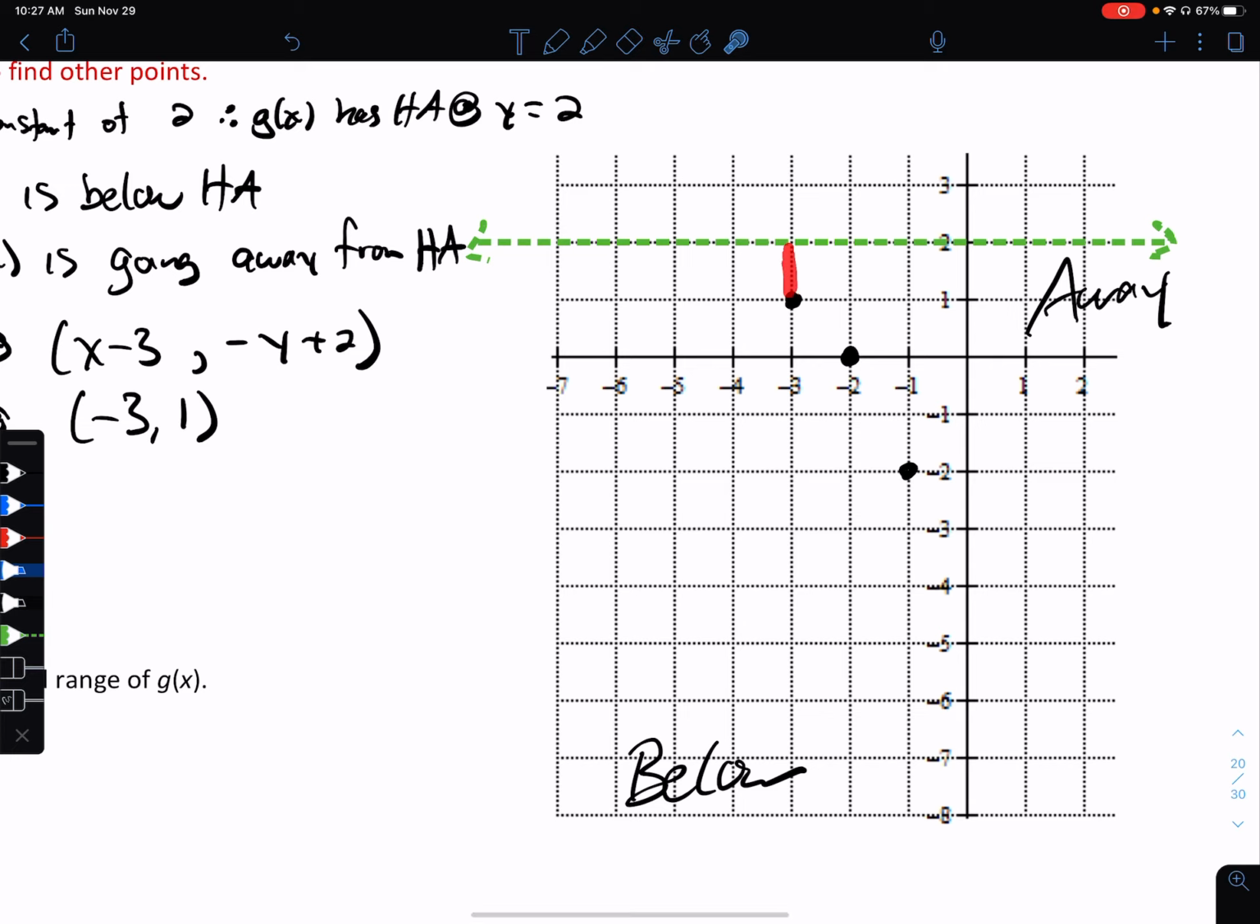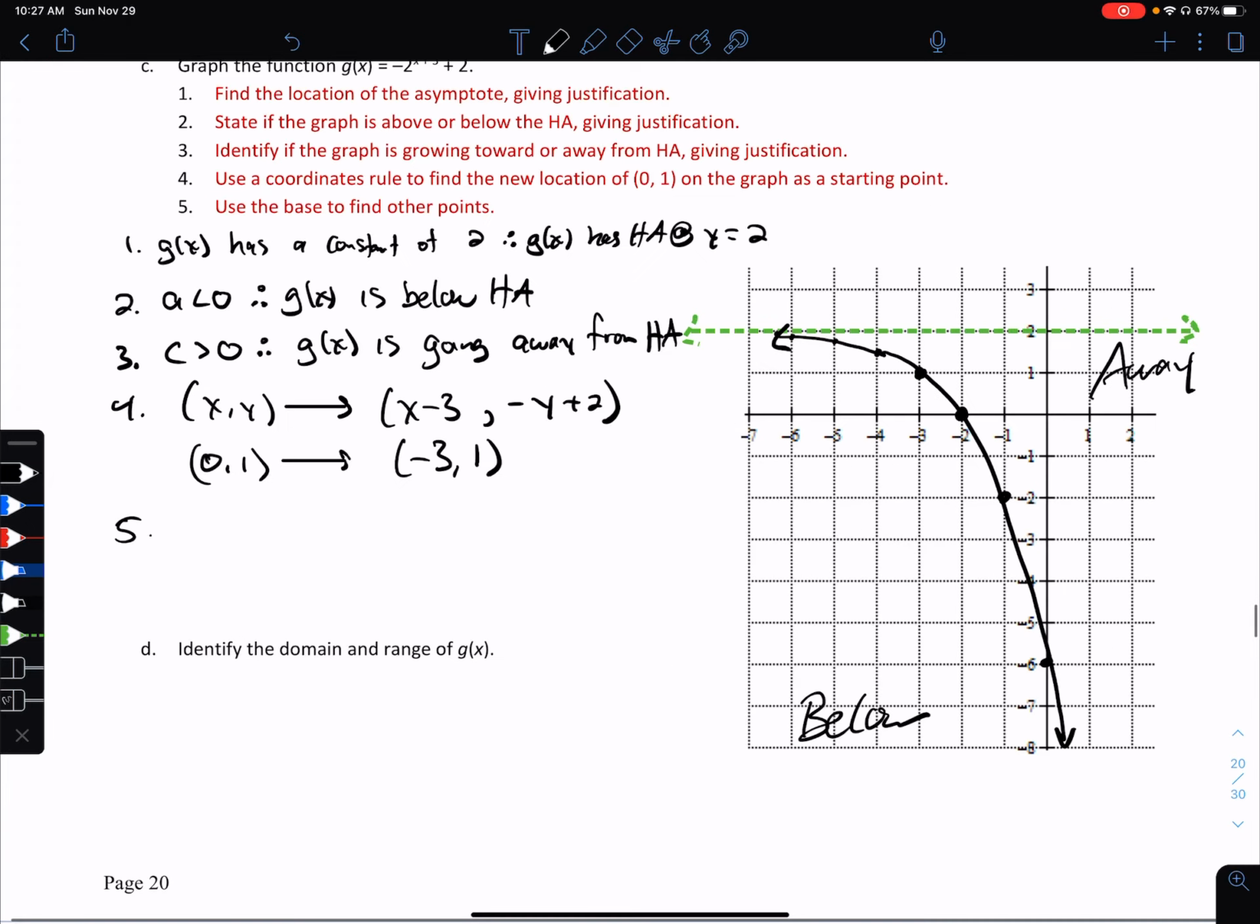So from my starting point, I went down 1, then 2, then 4, then I'm going to go down 8. And then I would go down 16. There's no space for that. As I go back this way, my distance gets cut in half every time I go to the left one. Connect my points. And that is my graph.